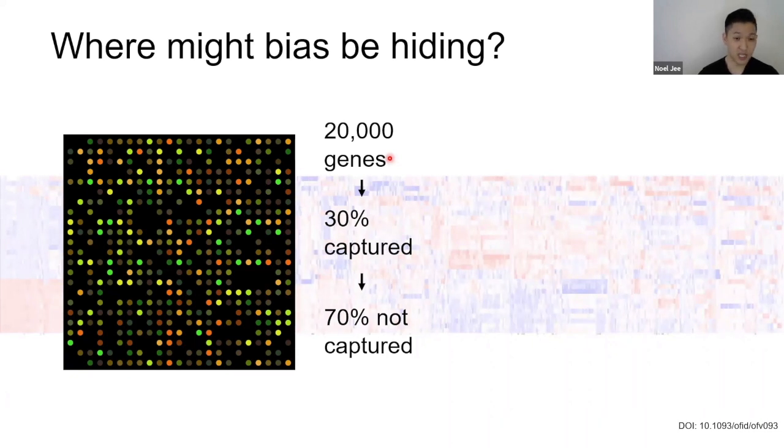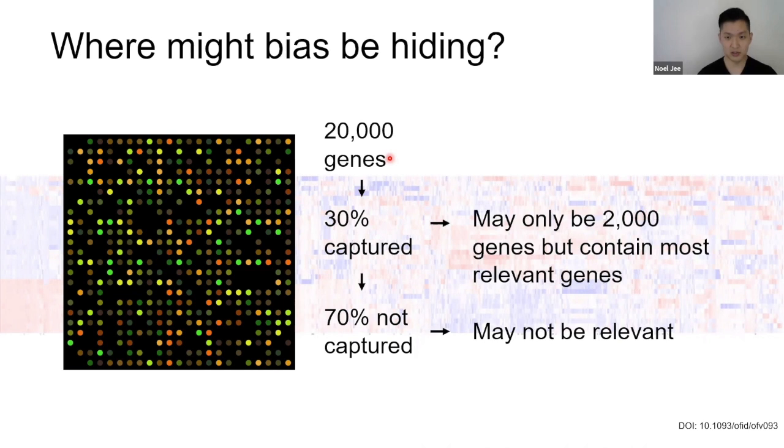So this can be an issue, or it might not be an issue. You have to think about the context, right? You might only capture 20,000 genes, but maybe these contain the most relevant genes for a disease, and the 70% that you don't capture might not be relevant. So in reality, it almost never works out that way. But the point is that you just have to understand the biases and incorporate this knowledge in your evaluation of a given company or technology.